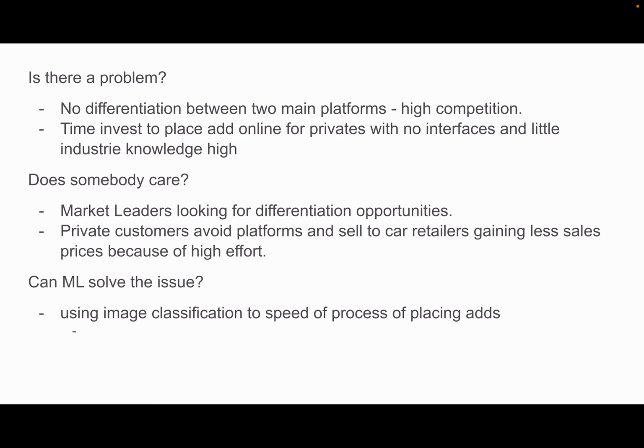And for the private customer, they don't have a lot of time to place ads, so they need to spend a lot of time placing ads online, especially as they are not professionals and most likely doing it only once every 5 years, roughly. So, does somebody care? We're looking for differentiation opportunities on the business side, and we're looking for something to speed up the whole process and also help private customers placing the ads online. How can machine learning solve that issue? We would like to use image classification to speed up the process of placing ads.